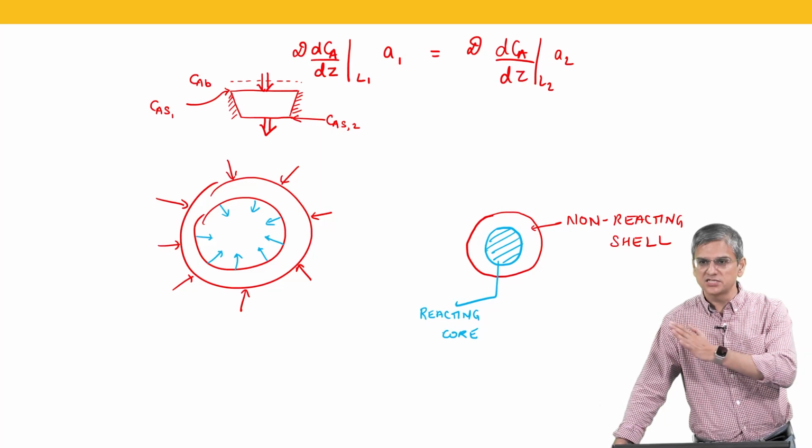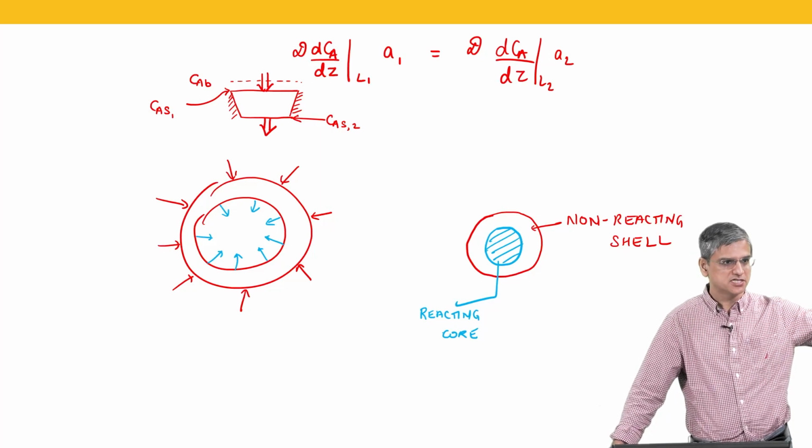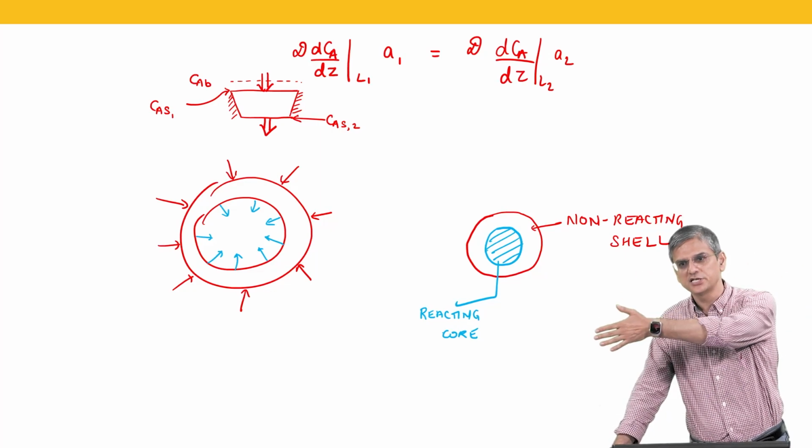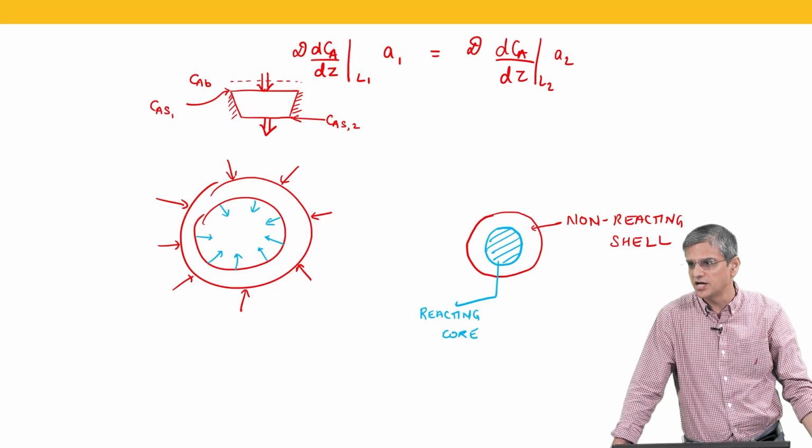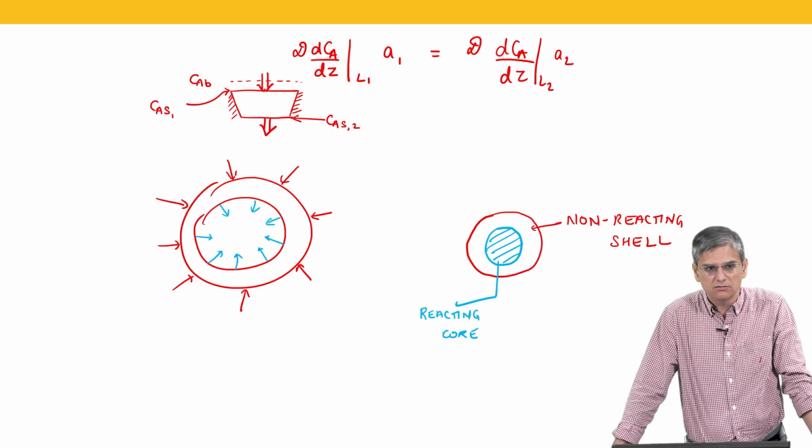How do you think these 3 cases? One, rate of reaction is very fast. Another extreme, diffusion is very fast. And the middle case where diffusion and reaction are matched. How will the analysis be different?